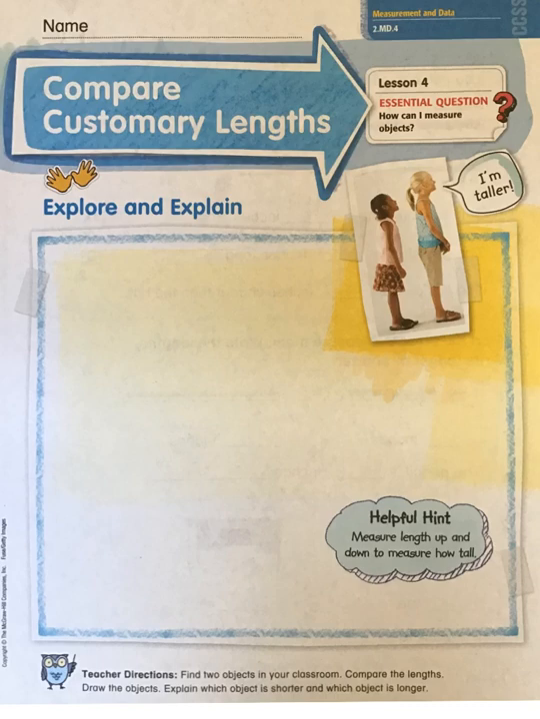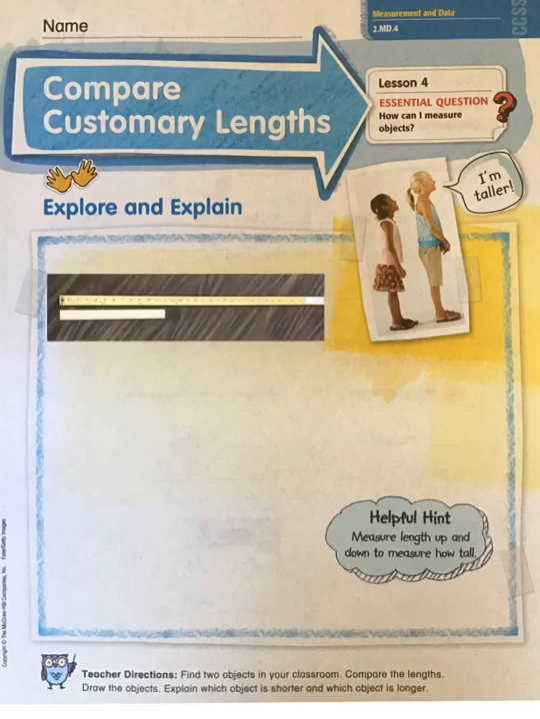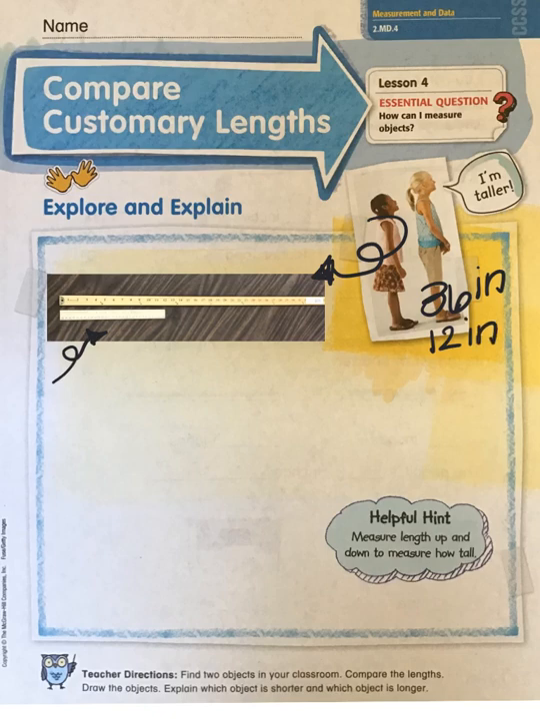The first two objects that we are going to compare is a ruler and a yardstick. Just by looking at these two, we can see that one is obviously longer than the other. The yardstick, which is this one, is 36 inches. And the ruler, which is this one, is 12 inches. The yardstick is clearly longer than the ruler.